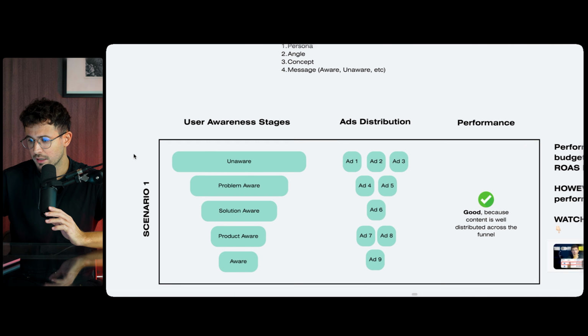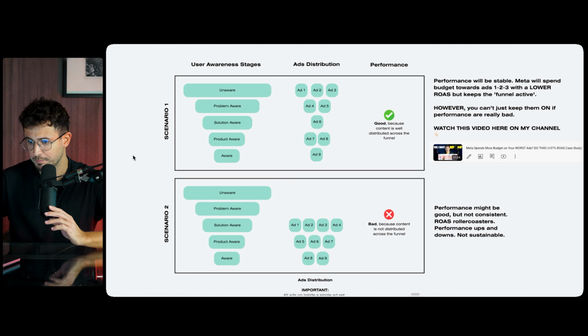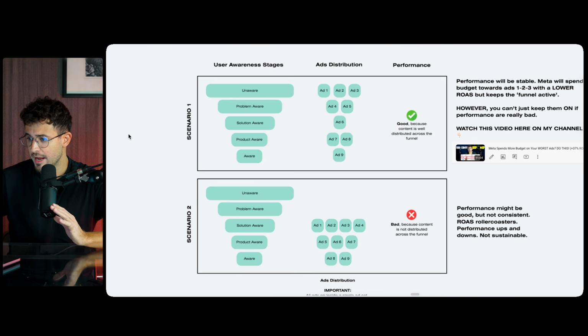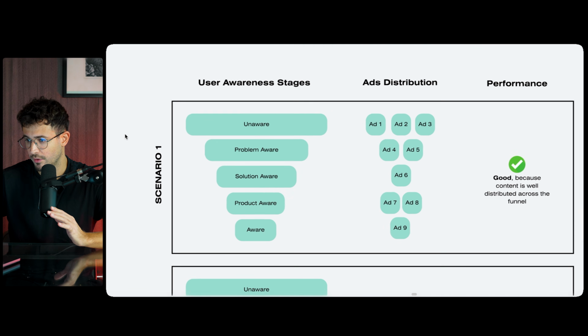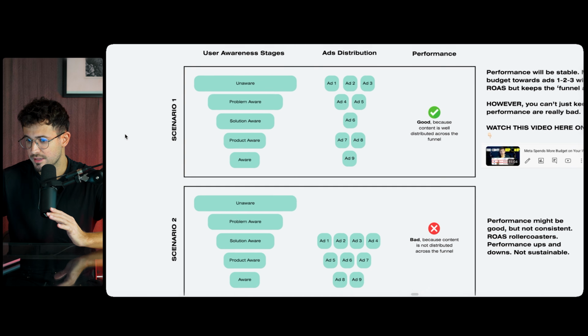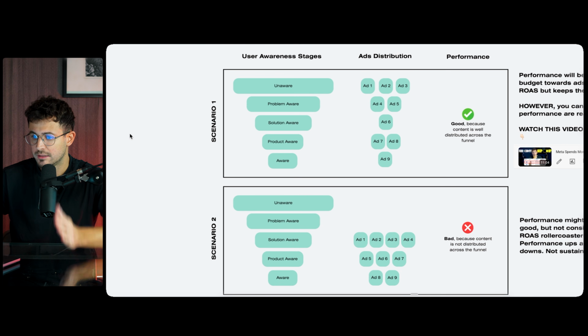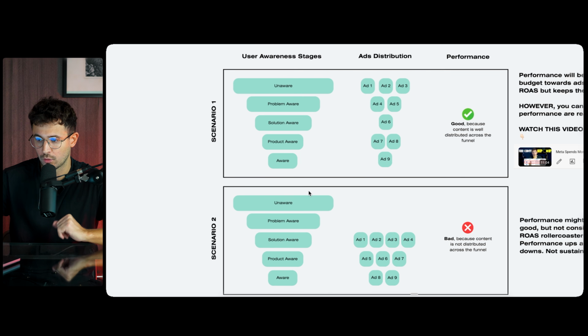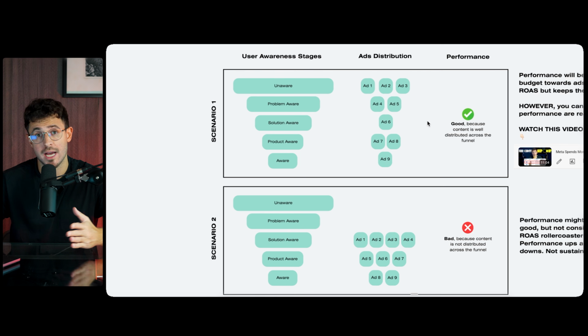These are two different scenarios that I built for you guys to better understand this situation. Let me zoom in, otherwise I don't think you can read. There are two scenarios here, scenario number 1 and scenario number 2. In scenario number 1, you have the user awareness stages: unaware, problem aware, solution aware, product aware, and aware. Then ad distribution, meaning how you create the ads across the different user awareness stages, and the actual performance.